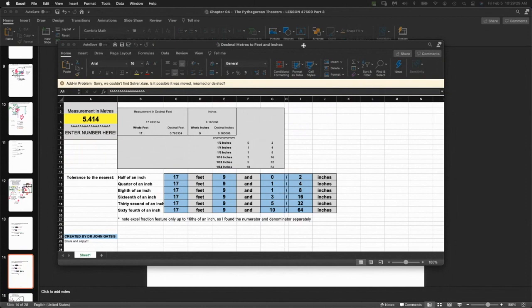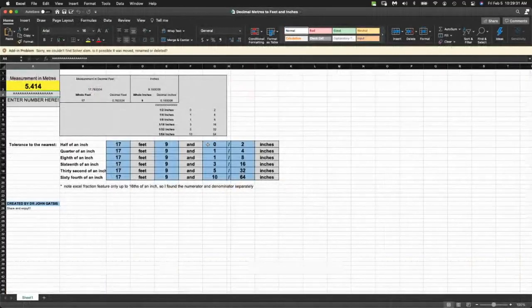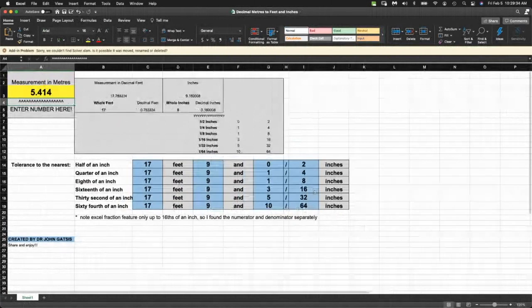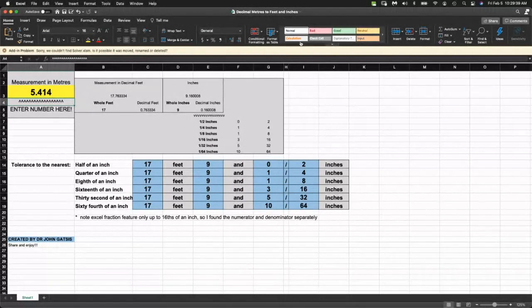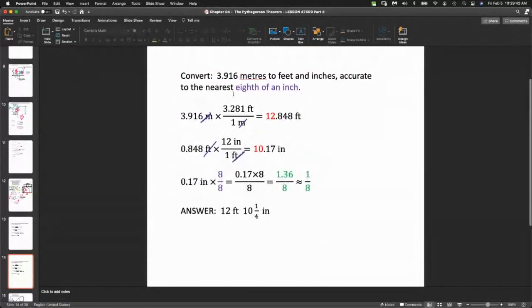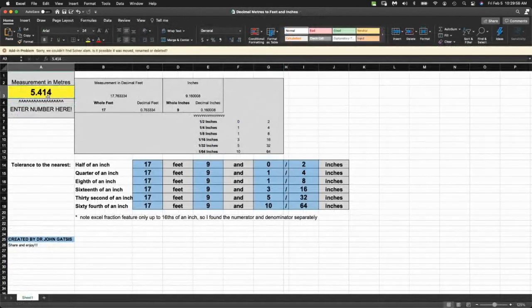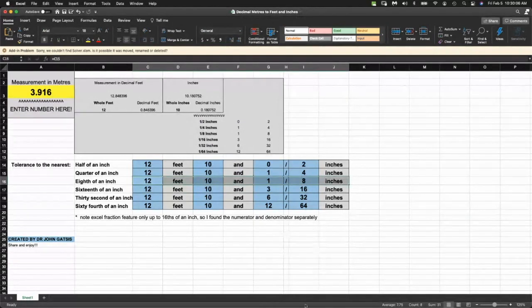So this is my little baby. Whenever I write a program, it's like my little baby. What was the number that we used in the previous question? Let's take a look here. It was 3.916, right? Oh, sorry, I have to put 1/8 here. That's my bad. So 3.916, okay? So if I put 3.916 here, watch what happens. Check it out.